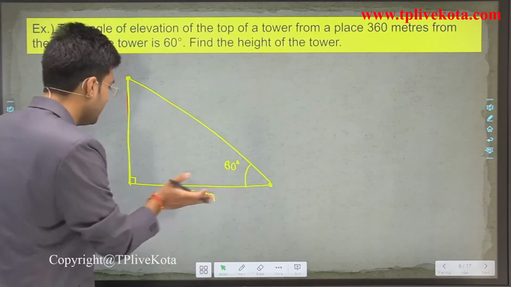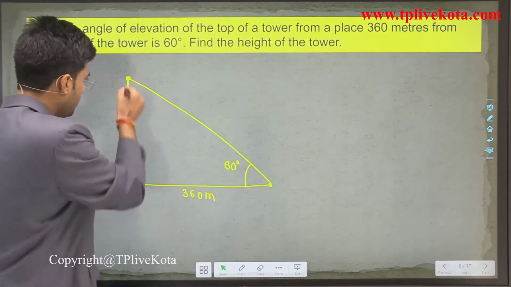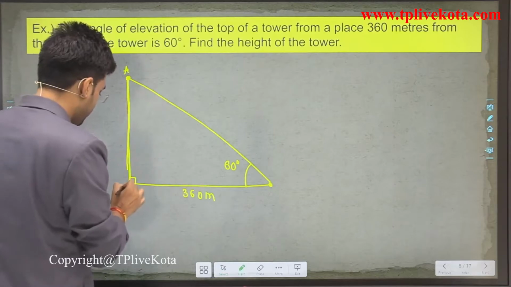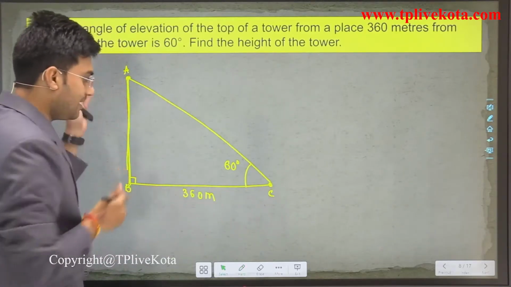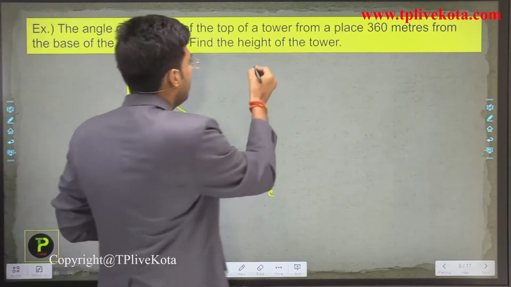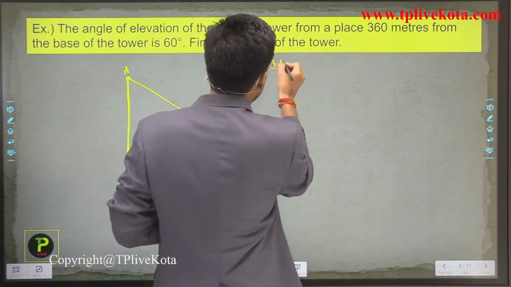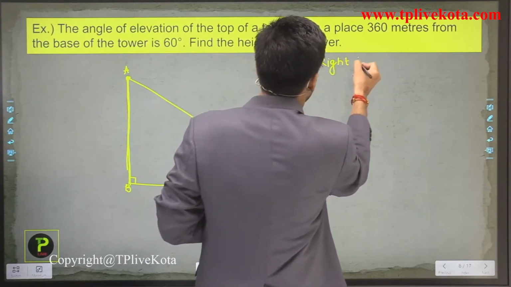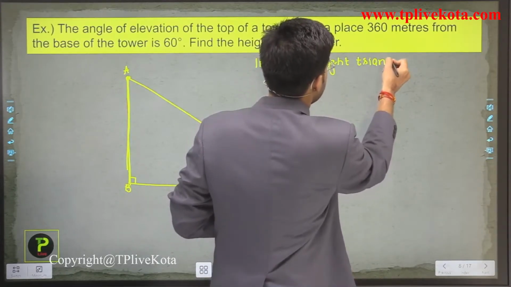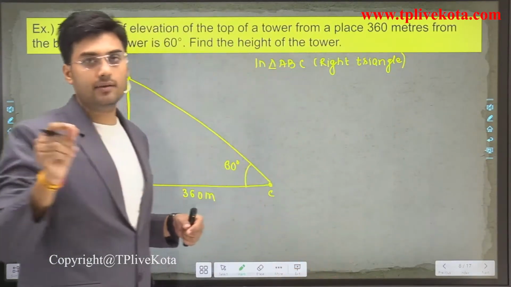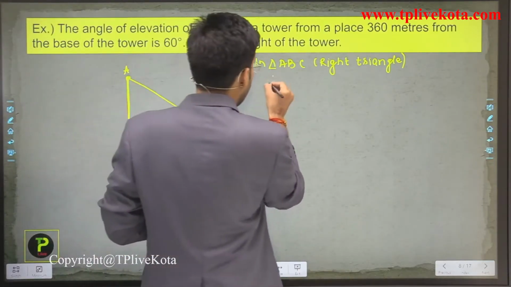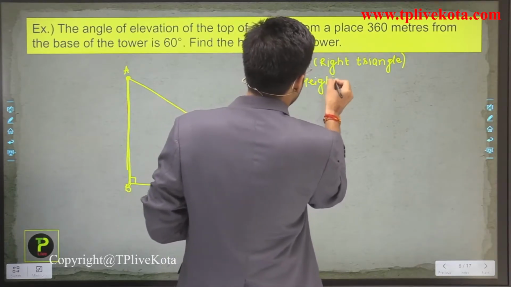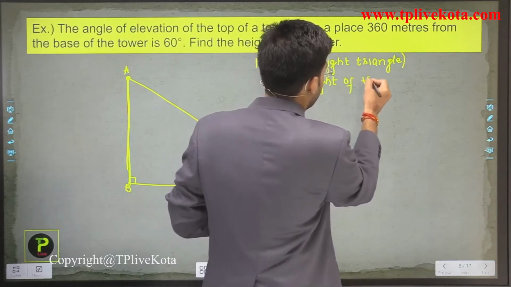Students, this is the base, and this is the height of the tower. Now let this be A, this be B, and this be C. This is the right angle triangle ABC. As we already discussed, to solve this type of problem we use the concept of right angle triangle. AB is the height of the tower.